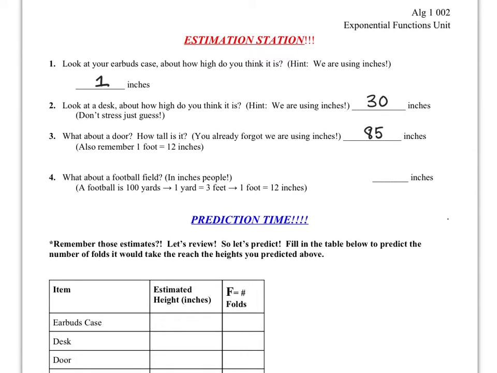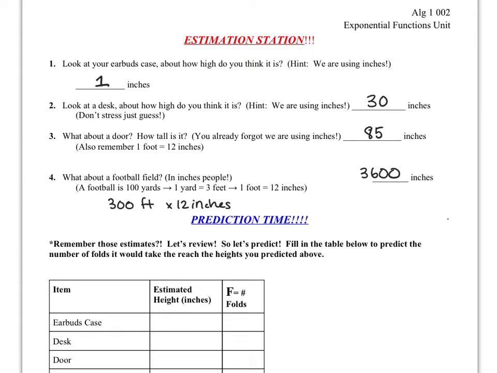Now for a football field, if we know that a football field is 100 yards and 1 yard equals 3 feet, this would mean that a football field is 300 feet long times 12 inches per foot is going to give us 3,600 inches for the length of a football field. Now let's use these estimates to think about how many times we would need to fold a piece of paper in order to reach these heights.